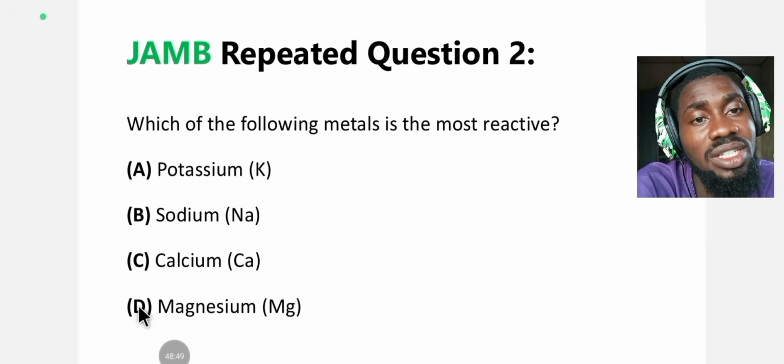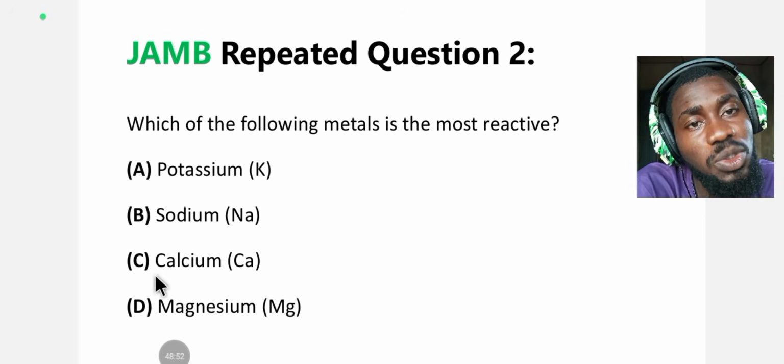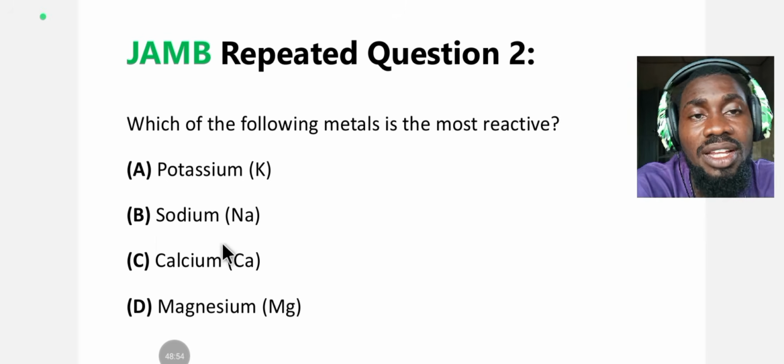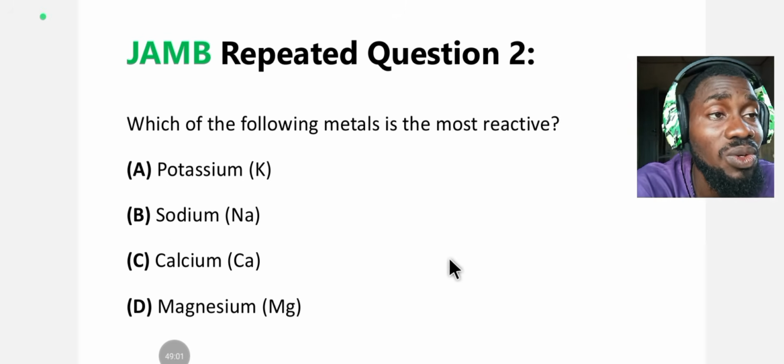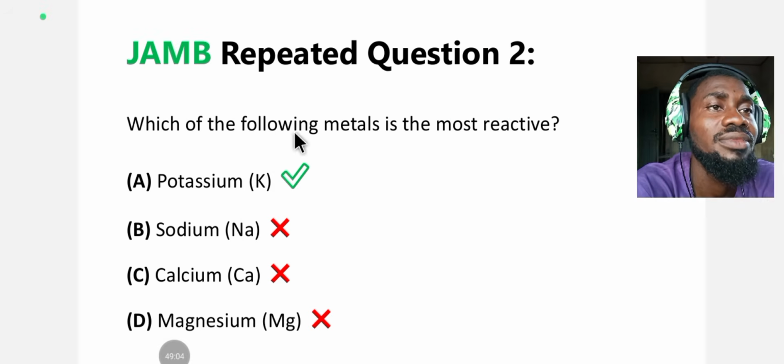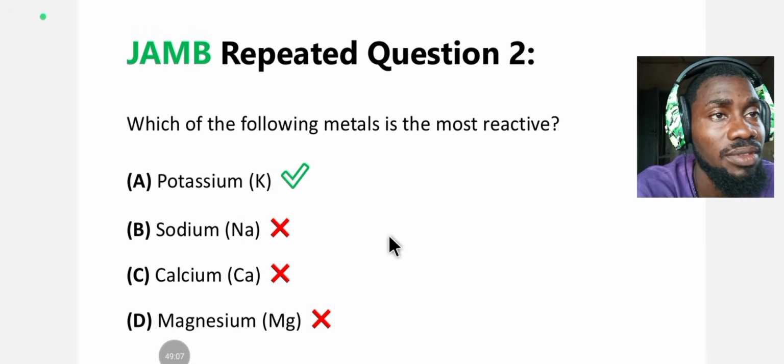So, the correct option is not D, magnesium. The correct option is not C, calcium. The correct option is not B, sodium. But the correct option is A, potassium. Correct. Potassium is the most reactive.